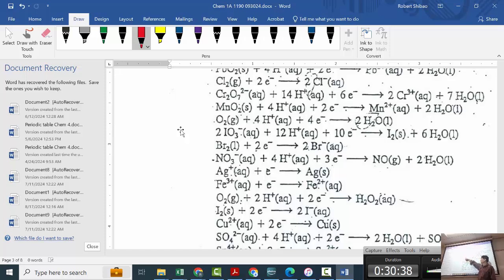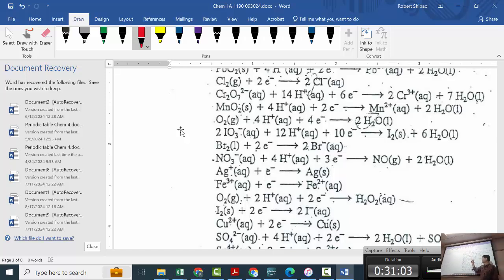And then we have what? Iodate. What's the charge on iodine? I think I asked you this last week, maybe? Plus 5. Yeah. And so it's going to iodine, which is 0. So we have 2 iodines at plus 5. That means we're going to have to gain 10 electrons to go to iodine at 0.